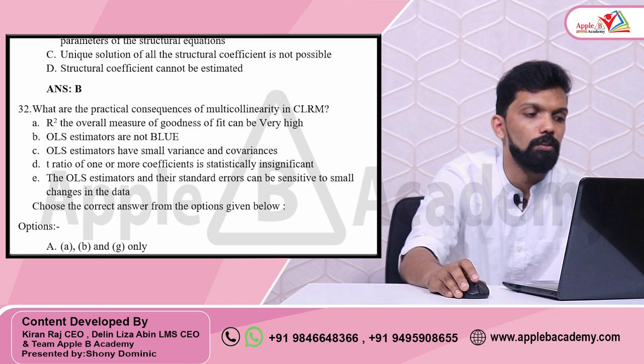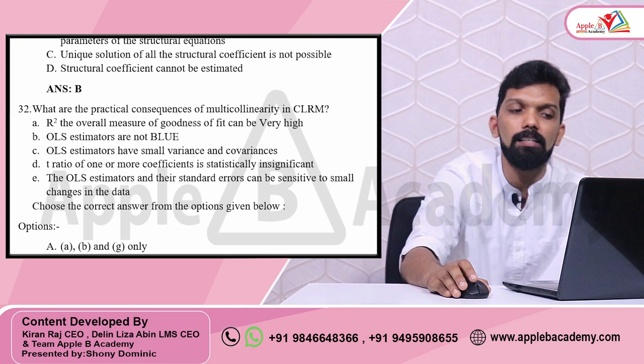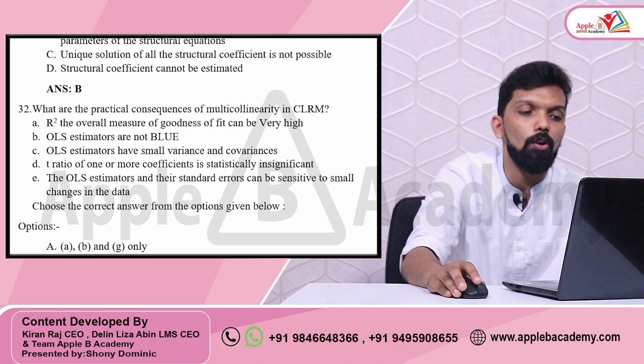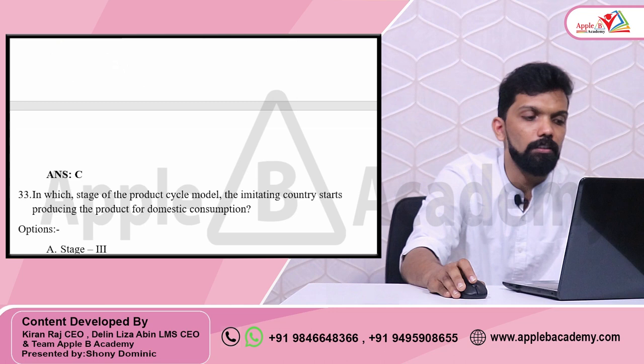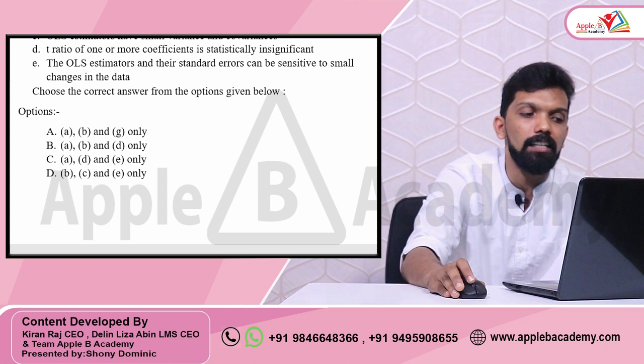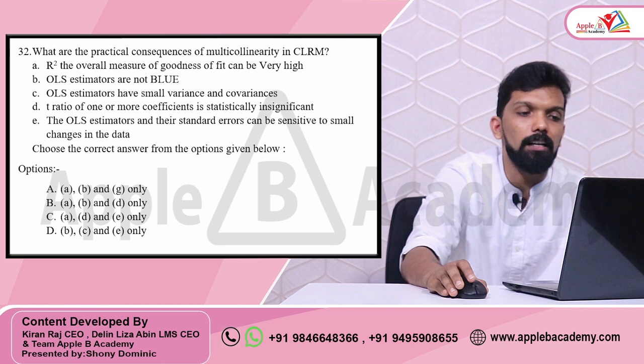So the 32nd one: what are the practical consequences of multicollinearity in CLRM? A, R square, the overall measure of the goodness of fit, can be very high. B, OLS estimators are not BLUE. C, OLS estimators have small variance and covariance. D, t ratio of one or more coefficients is statistically insignificant. E, the OLS estimators and their standard errors can be sensitive to small changes in the data. So the different statements are given. The right answer for this question is option C, which is A, D and E. A, D and E are the right statements connected to the consequences of multicollinearity in CLRM.